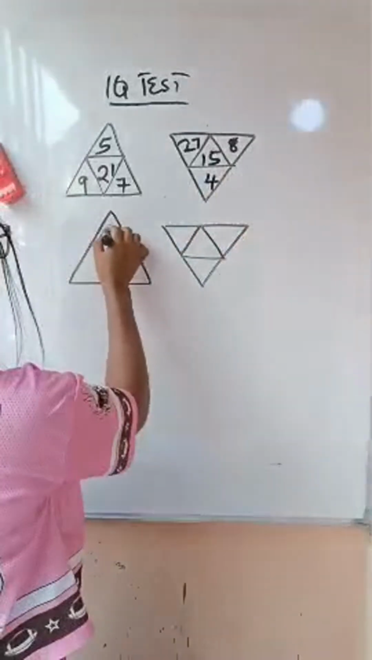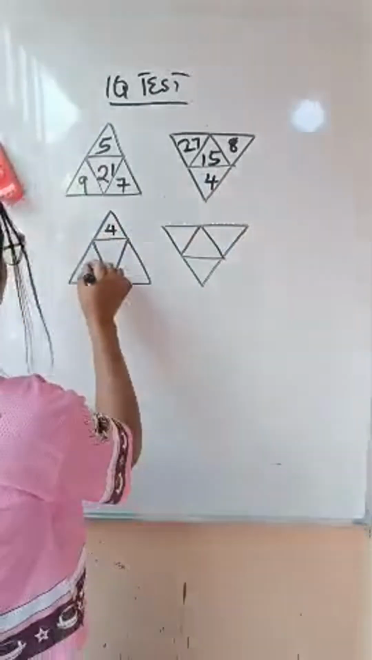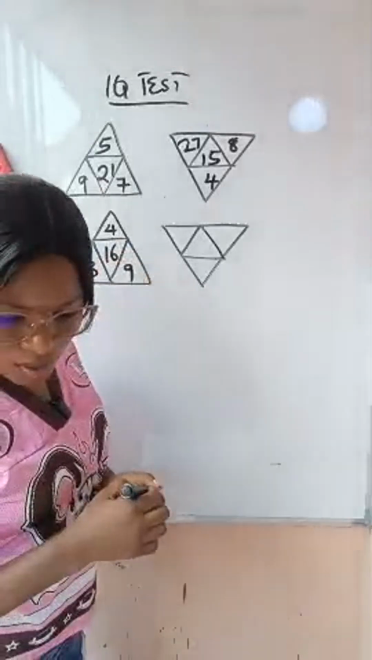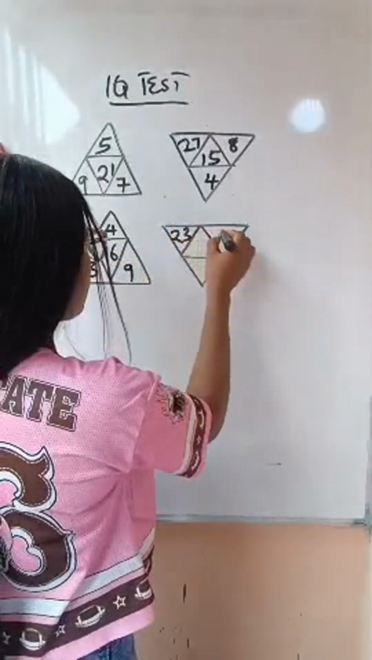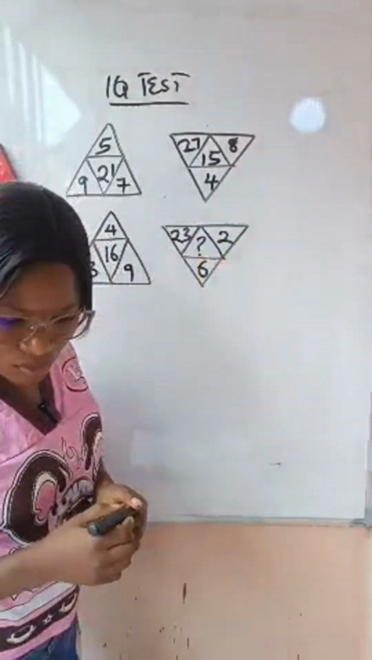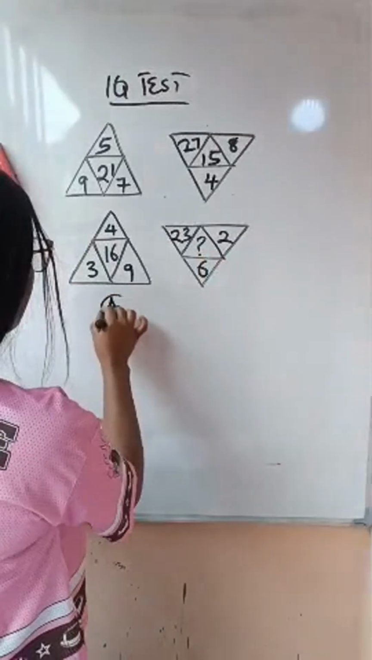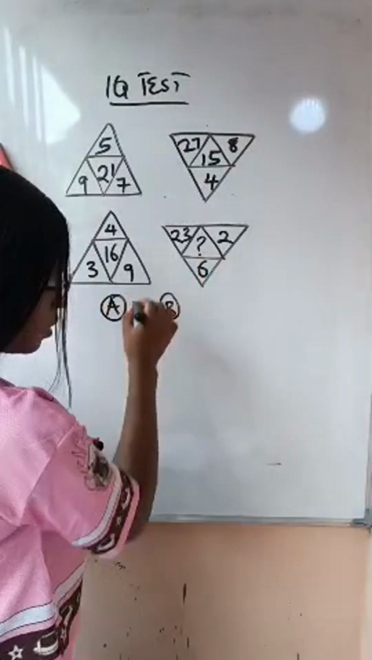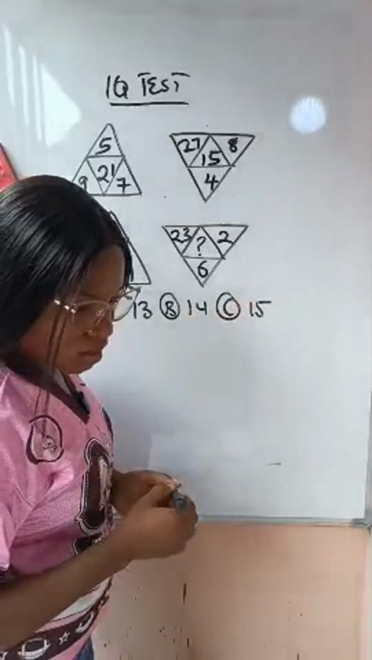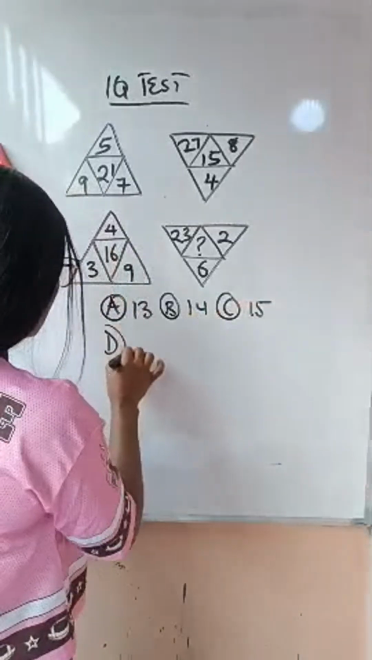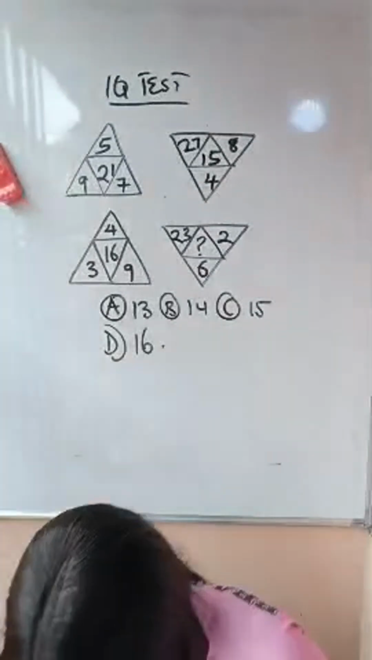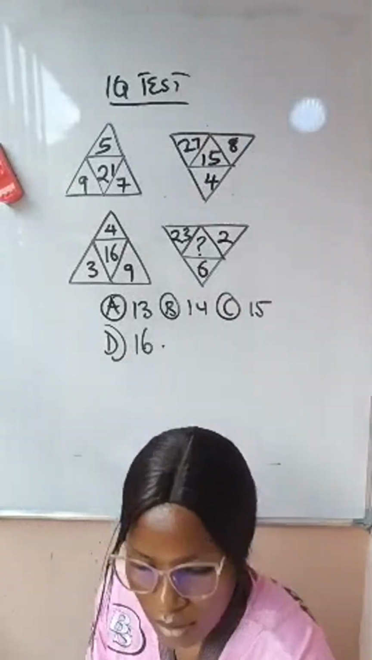Also, we have 4 here. We have 3, we have 9. Then in the middle, we have 16. Then we have 23, we have 2. Then you are asked to find what is in the middle. Option A is 13. Option B is 14. Option C is 15, while option D is 16.